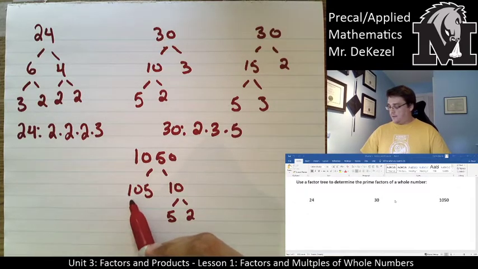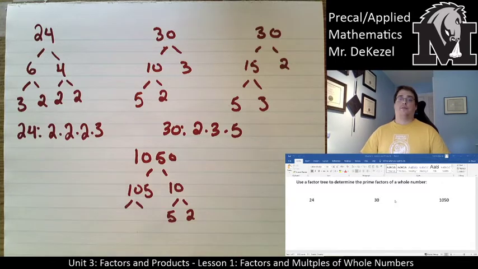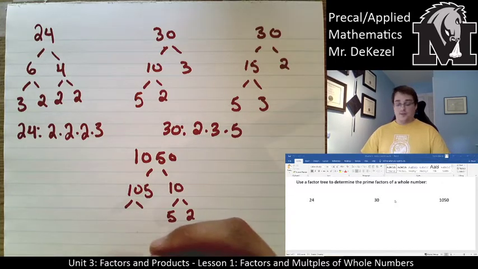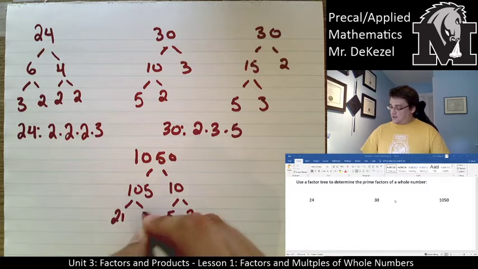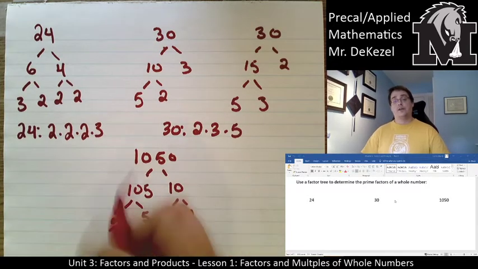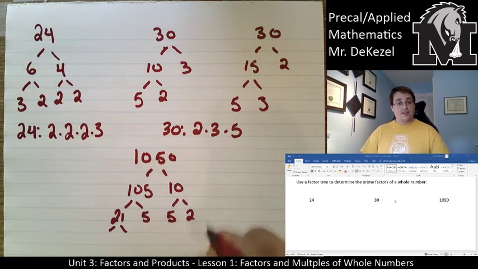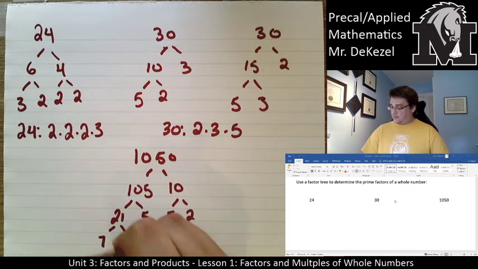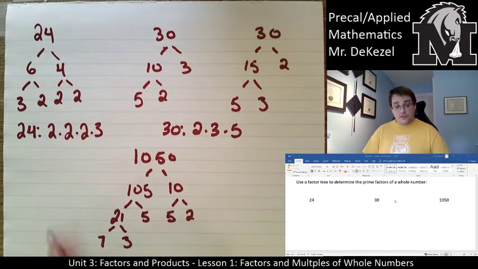Let's see. For 105, if we divide 5 into it, I believe that would be 21. So 5 and 21. 5 is a prime factor. So I can just break down 21. What two numbers multiplied together make 21? It would be 7 and 3. All of those values are prime factors.